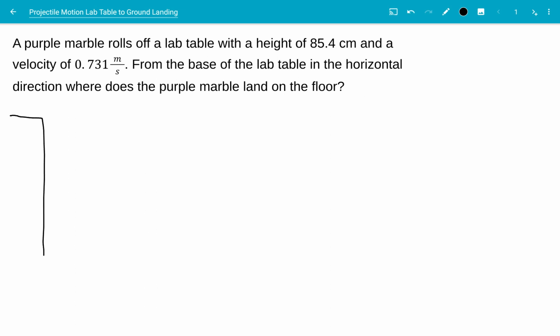So we're going to have a marble. Let's make it purple. It's going to roll off. It's going to come off this lab table and land someplace on the ground. Okay?